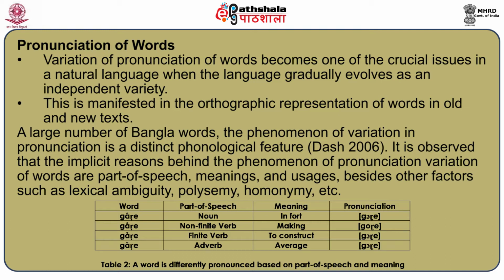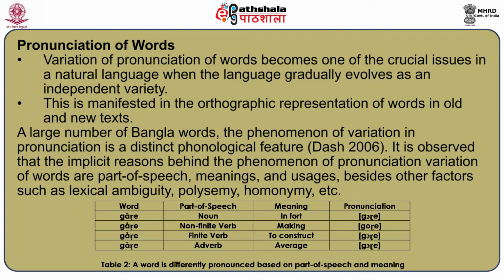Gradually, a language is marked for having a large number of words which exhibit striking differences between their surface orthographic forms and their pronunciations. For instance, for a large number of Bangla words, the phenomenon of variation in pronunciation is a distinct phonological feature. This demands special attention to trace the actual pronunciation of words based on their form, parts of speech, meaning, and contexts of usage. In a miserly count, there are nearly 25,000 Bangla words which may fall within this category.